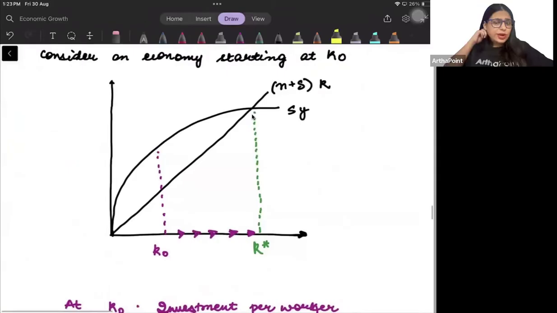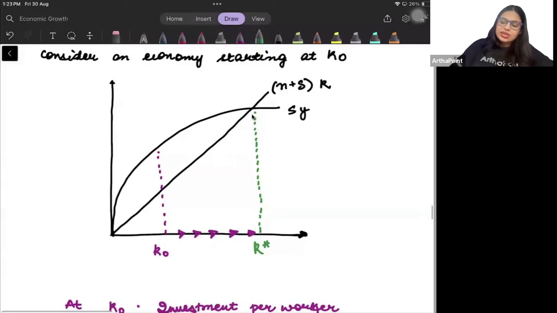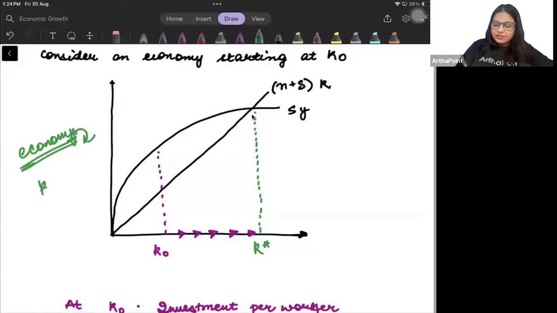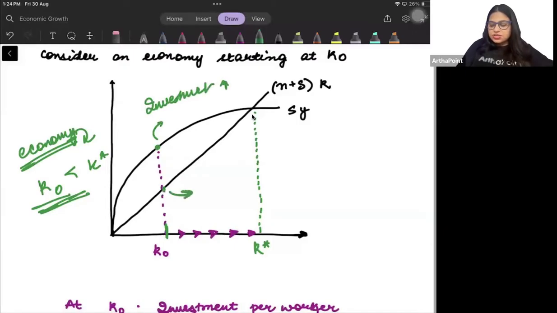Now let's try to analyze two more things. The first one is: what happens if there is an economy that starts at a level which is K naught, which is below the steady state? अगर हमने यहाँ कहीं से economy में शुरू किया, so you can see that this is representing investment. That means increase in capital. This is representing declines in capital.